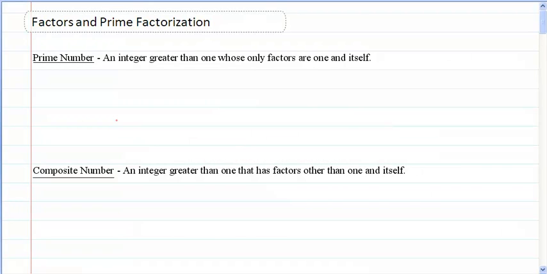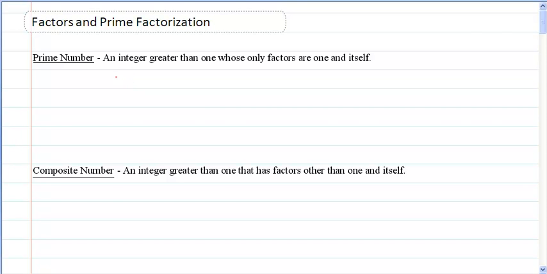In this lesson you will learn about factors and prime factorization. So let's start with a few definitions. The first definition is a prime number. And the definition is an integer greater than 1 whose only factors are 1 and itself.